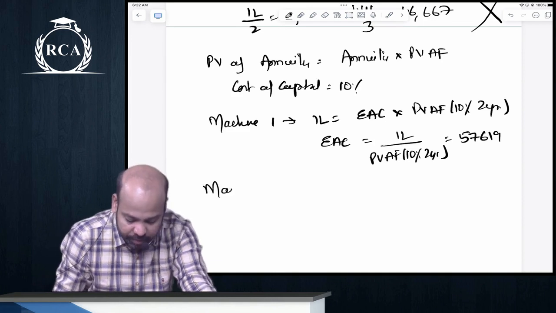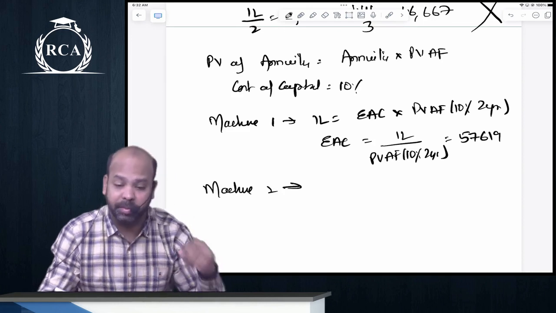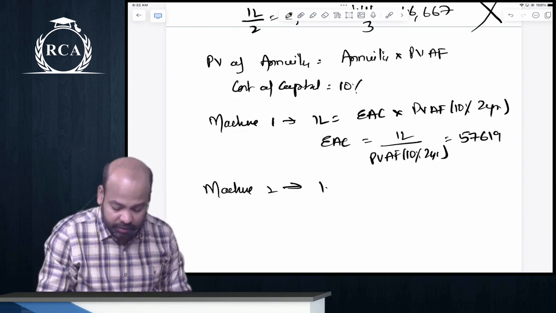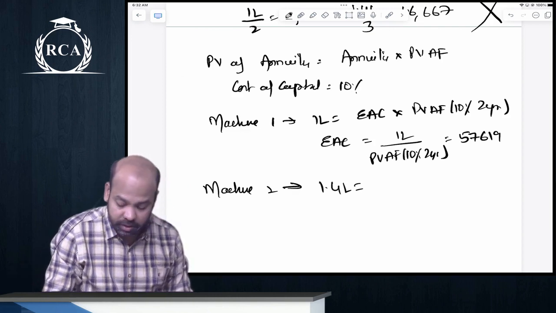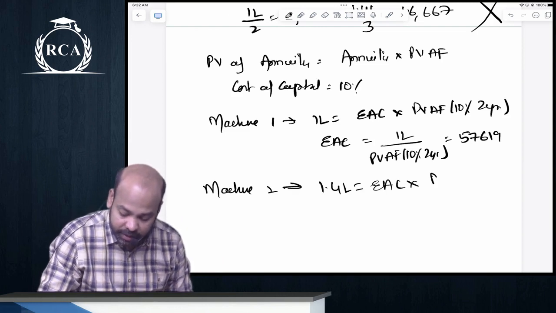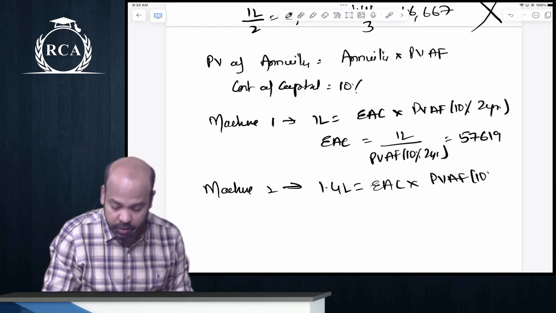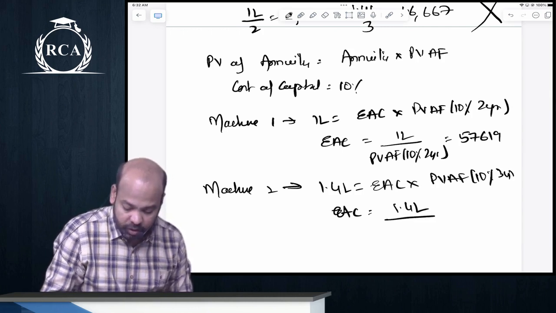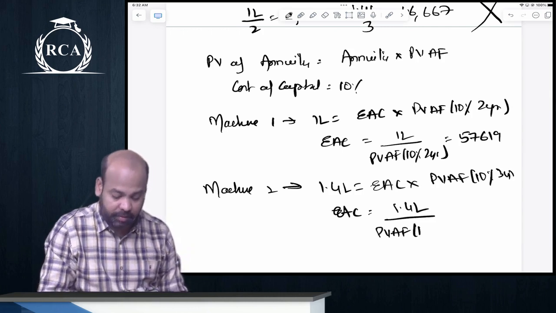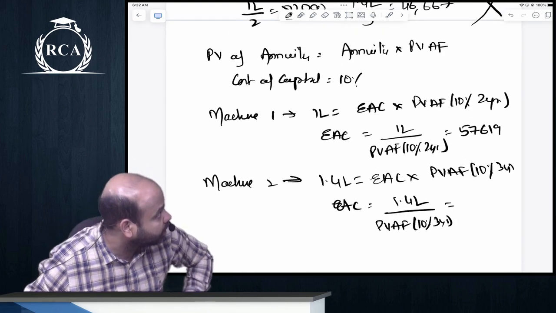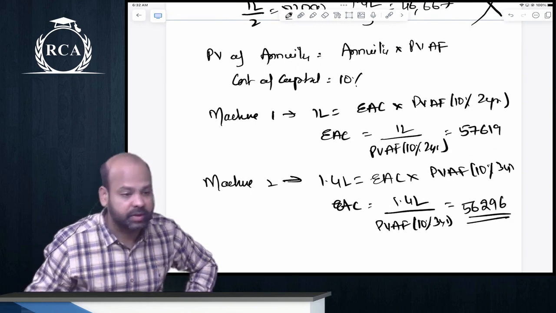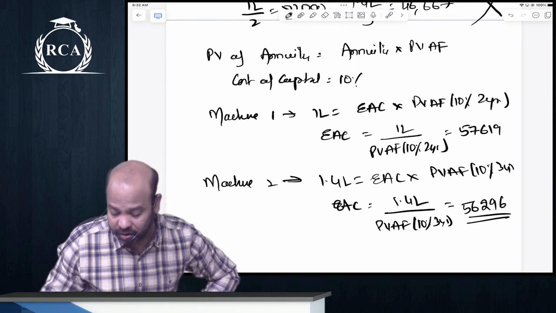Likewise, if I talk about machine 2, guys, this concept will come in handy in optimum replacement cycle, that is why I am saying it. Machine 2, what is your cost? 1,40,000. This is equal to EAC, but for how many years? 3 years. So how much will be your equated annual cost? I'll write 1,40,000 divided by PVAF at 10% for 3 years. Do you remember something? All this was in your CA Inter. How much is this? 56,296. Which machine is costing you a little less?